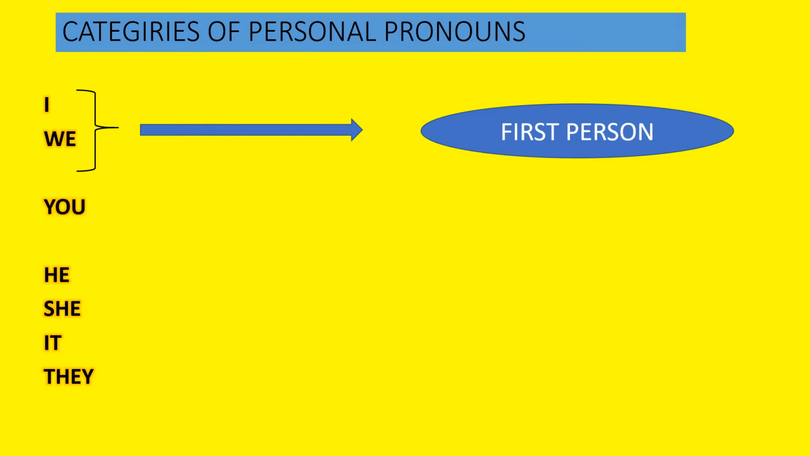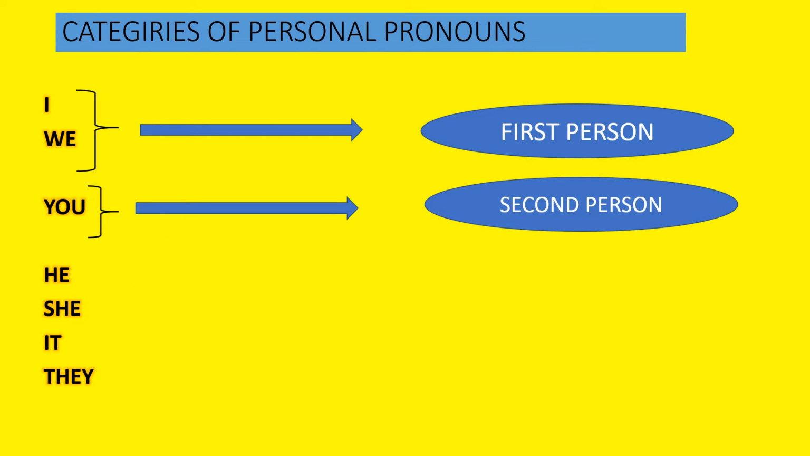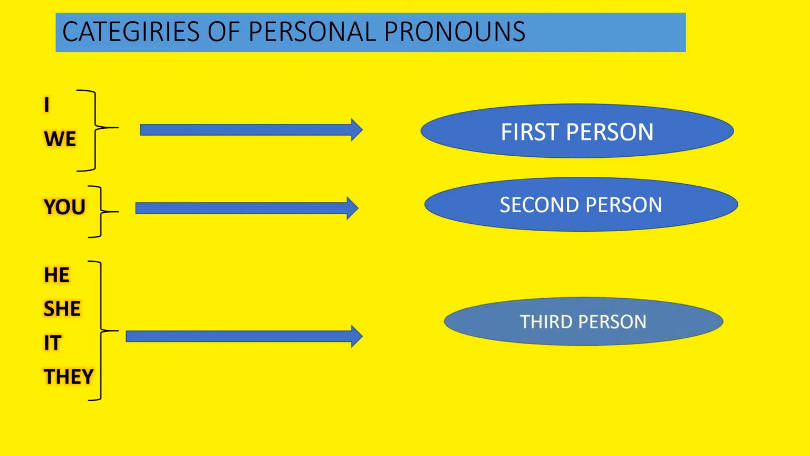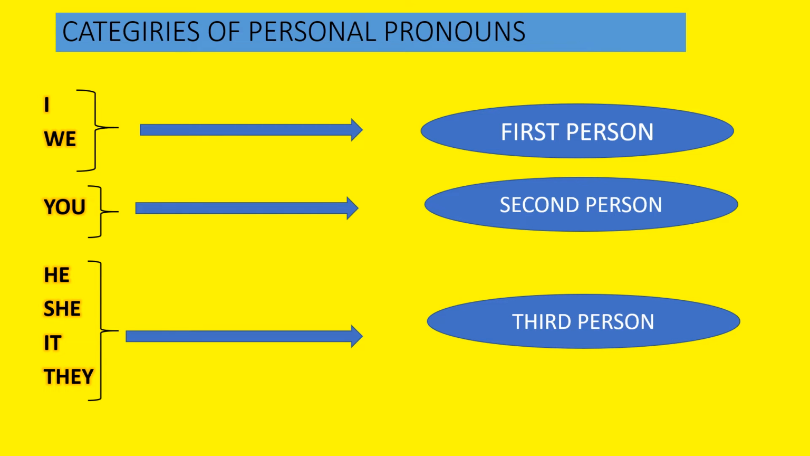I think you have identified the categories of personal pronouns. I am repeating the same categories of personal pronouns as first person, second person, third person. Here you have to observe I and we are named as the first persons. Why? Because they denote the person speaking in a sentence. You is named as the second person. Why? Because you denotes the person spoken to. He, she, it, they are named as the third persons because they denote the person spoken of.